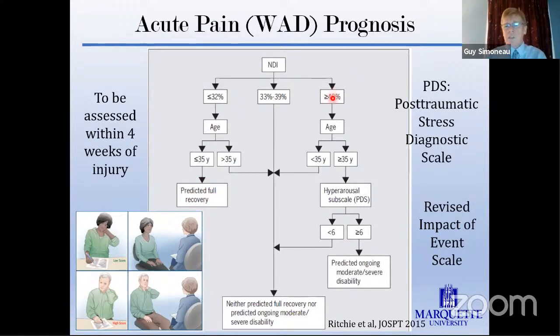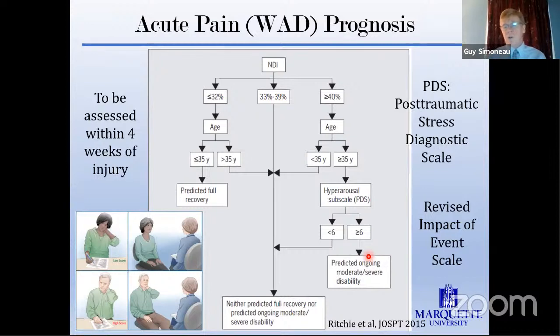On the other hand, if the NDI is 40% and age is greater than 35, at this point you'd like them to fill out the PDS, which is the Post-traumatic Stress Diagnostic Scale. And if they have a score greater than 6 on that, meaning that they also have some psychosocial issues, fear, anxiety, catastrophizing, and so on, these people fit the model where they would have moderate to severe disability.